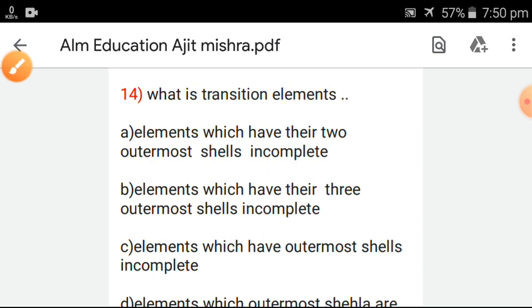Transition elements are the elements which have the 2 outermost shells incomplete, and inner transition elements are the elements which have the 3 outermost shells incomplete. Next question.